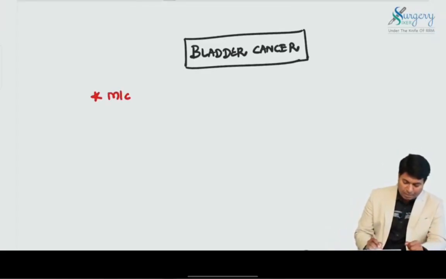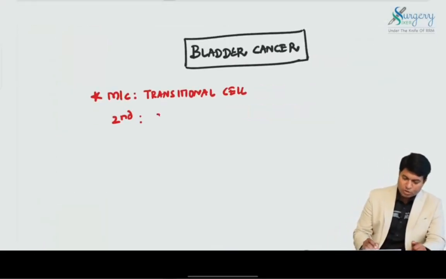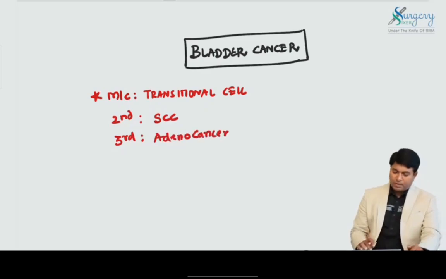So the most common type of bladder cancer is transitional cell cancer. Second most common is squamous cell cancer. The third, rare variety is adeno cancer.